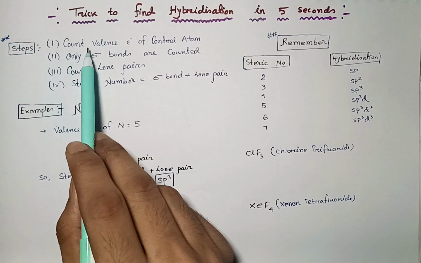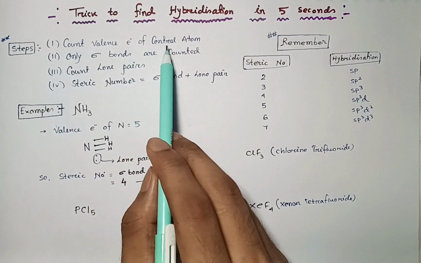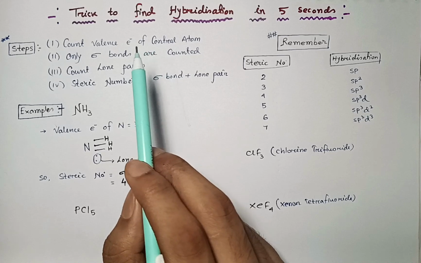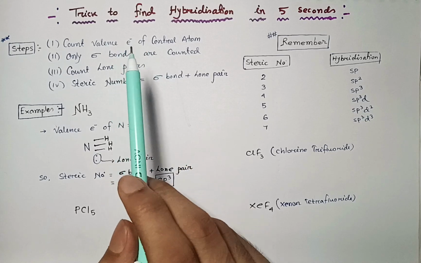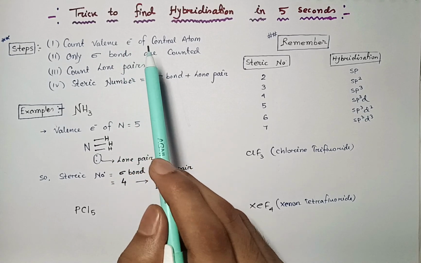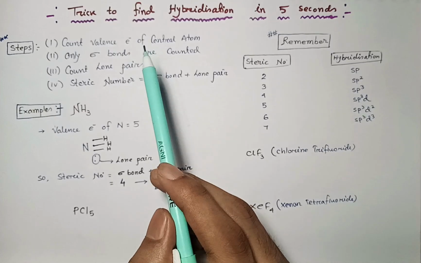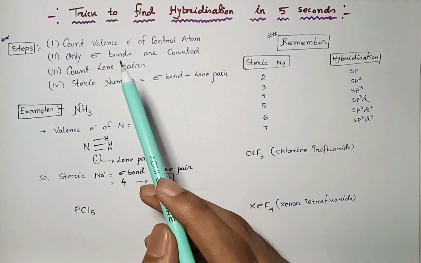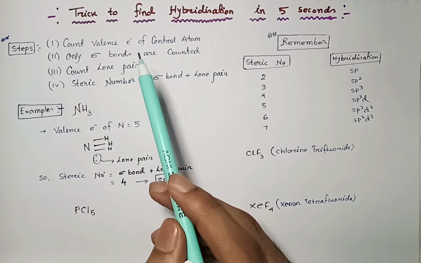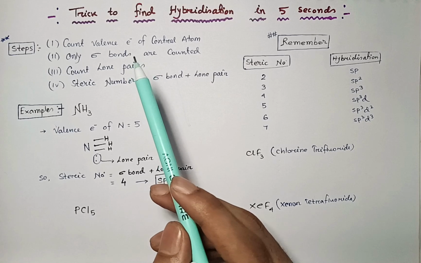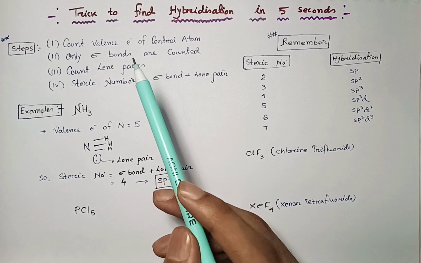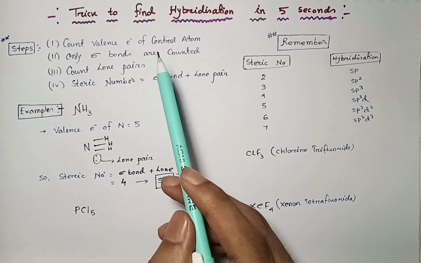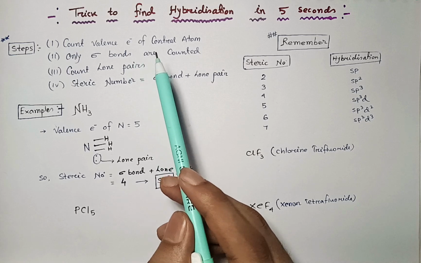The first step is to count the valence electrons of the central atom. This means, first of all, you need to identify which is the central atom in a molecule. For example, in PCl₅, phosphorus pentachloride, the central atom is phosphorus, and then you calculate the valence electrons of phosphorus, and then you proceed to the next step.